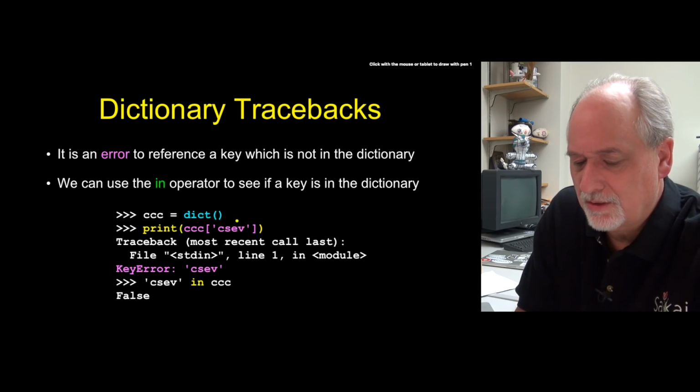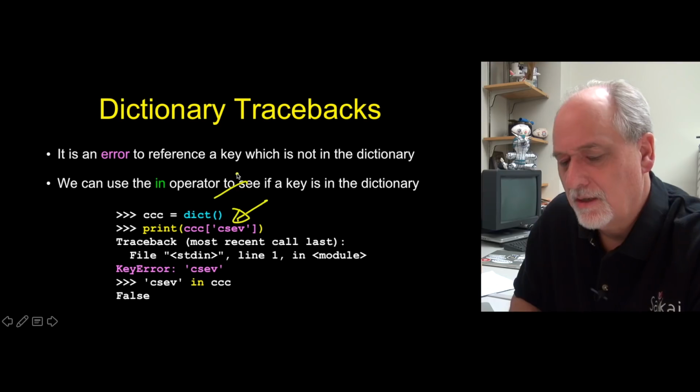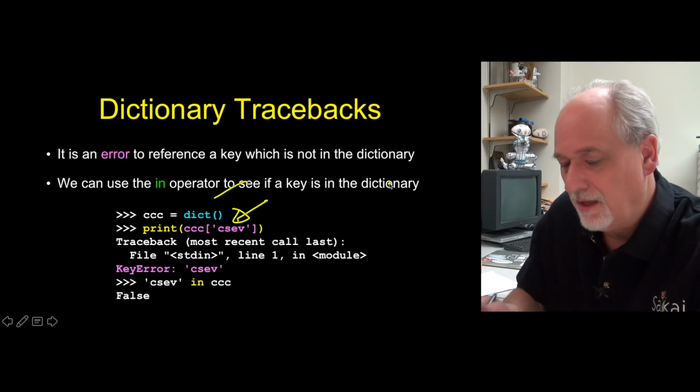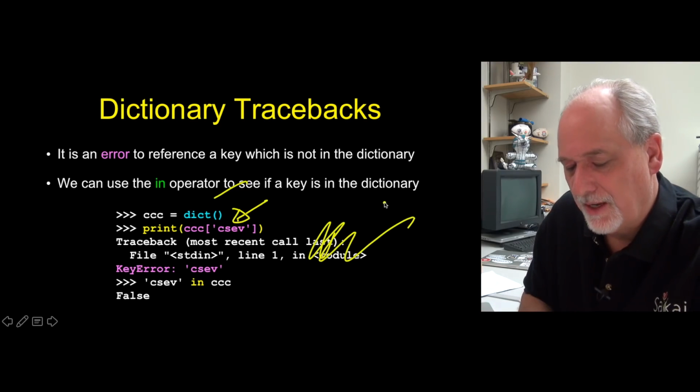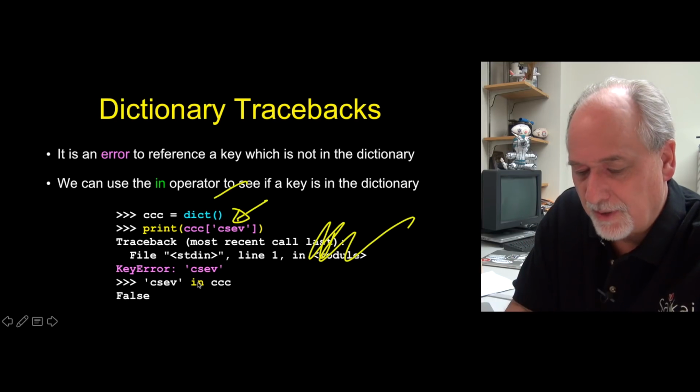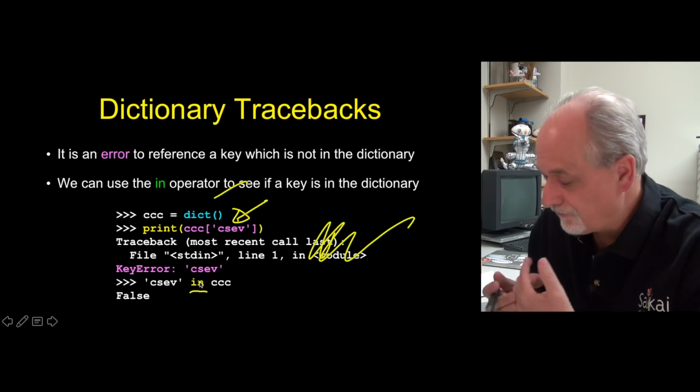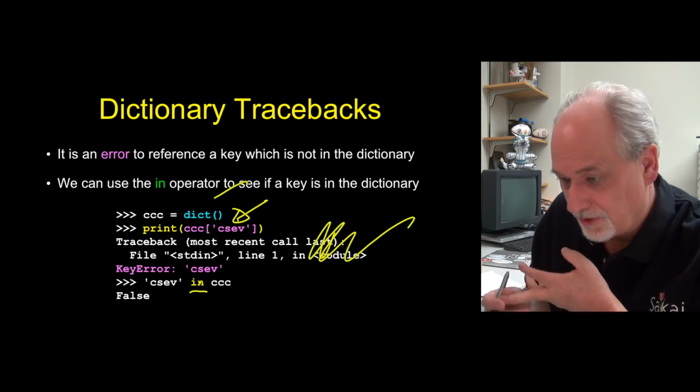You can't just look for a key that doesn't exist. So this is a fresh brand new dictionary. We do a constructor there and we print out counts sub csev and boom, it blows up, and that's bad. But we can solve this with the in operator. The in operator we've used in for loops, we've used it in lists, we've used it in strings.